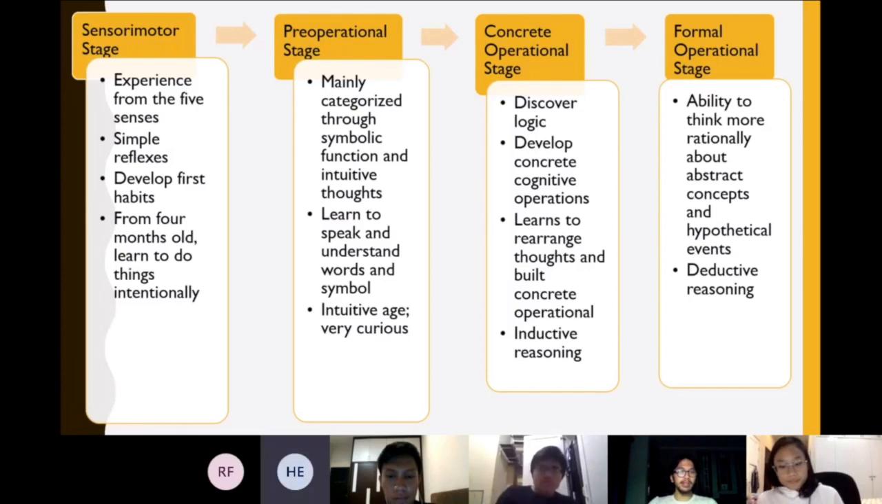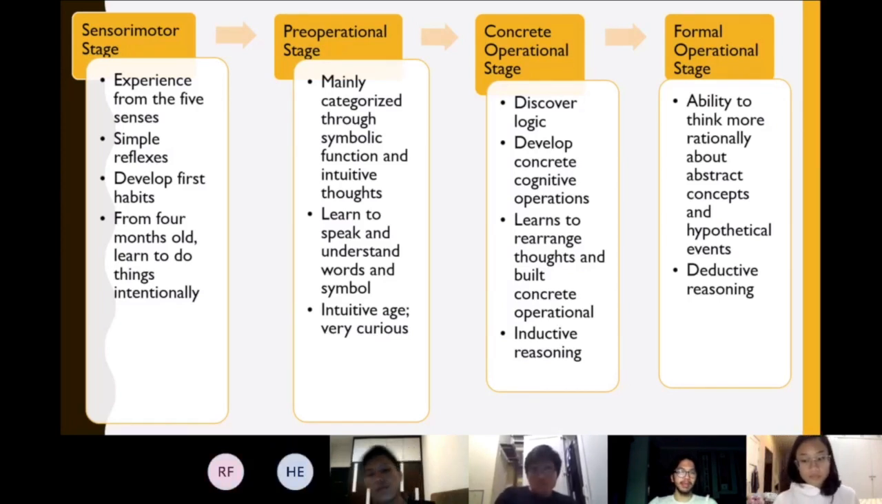Our brain learns to rearrange our thoughts, to classify and build concrete operational mental structures. As a result, we get to know ourselves better. We begin to understand that our thoughts and feelings are unique and not necessarily those of others.